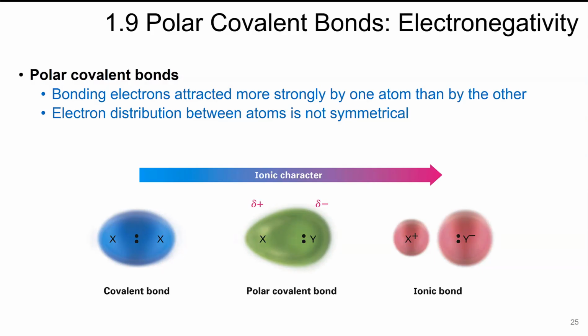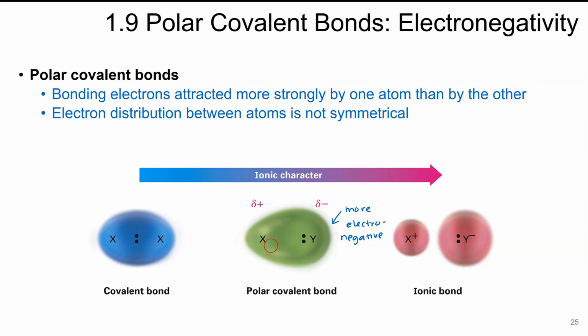Polar covalent bonds are bonds that are present when the bonding electrons are attracted more strongly by one atom than by the other. So that just means that the electron distribution is not the same. If we look at a covalent bond between two of the same atoms, they're going to have similar polarities. If you have one that is slightly more electronegative, then the way that your electron density is going to be weighted is slightly more on the electronegative atom.